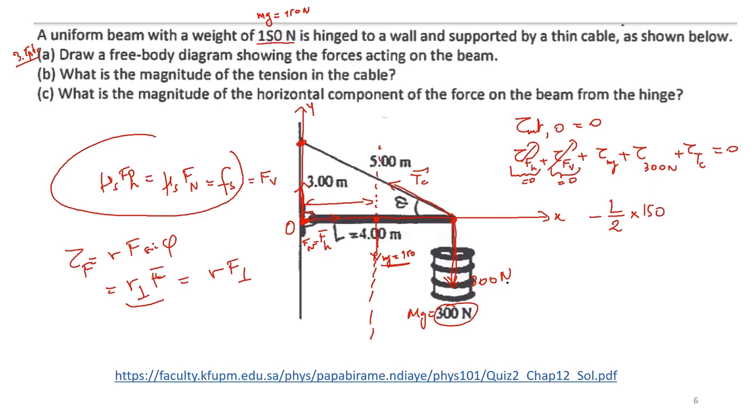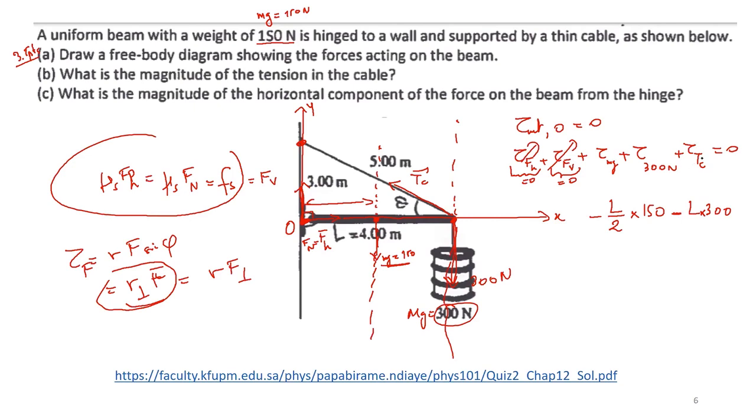And what is the torque of the 300 Newton? I draw the line of action of this force, and I look at the perpendicular distance. I'm using this formula here, R perpendicular F. So what will be the moment arm? It will be L, basically 4 meters. I gave you 4 meters multiplied by the 300 Newton.